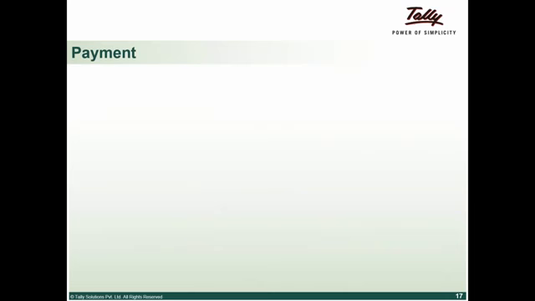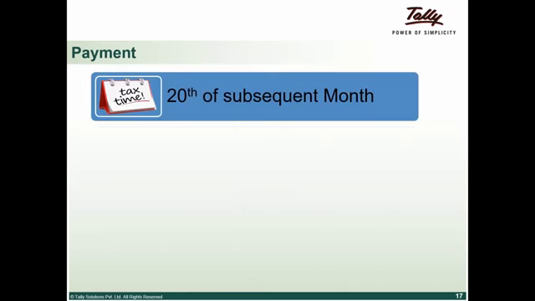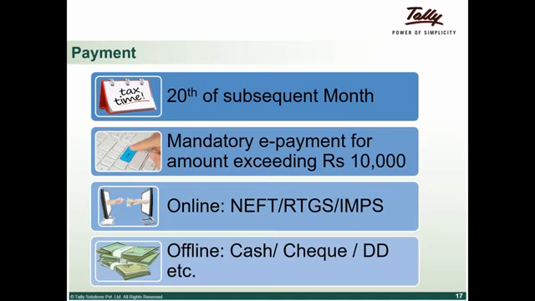Now coming to the payment part. The payments have to be made by the 20th of the subsequent month, and any tax amount exceeding 10,000 rupees needs to be mandatorily paid through e-payment, which is basically online, where you can do NEFT, RTGS, IMPS and those kinds of things. For less than that, offline you can pay by cash, cheque or DD, where the challan is made available. You just need to download the challan, print it, and then go and pay it at the bank.